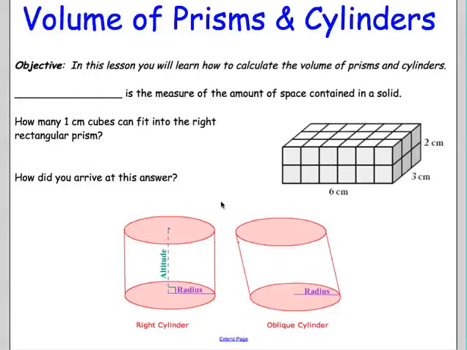cylinders. This is our goal today, is to make sure that we know how to find these items. So we're going to start off with some vocabulary. We'll start off with the volume. It is the measure of the amount of space contained in a solid.